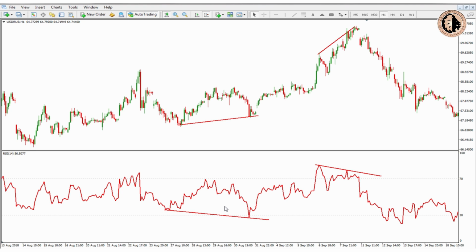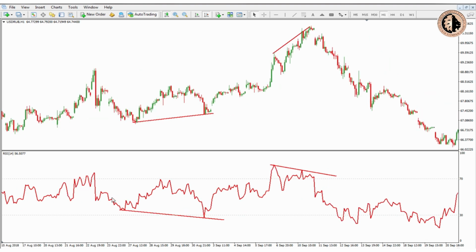As you can see, both regular and hidden divergences are very similar, but it's very important not to mix them as they give different signals in trading. How will you be sure that it is a hidden divergence? Simple, always pay attention to the second point. If in the oversold zone the second bottom is lower than the previous one, this is a hidden divergence.